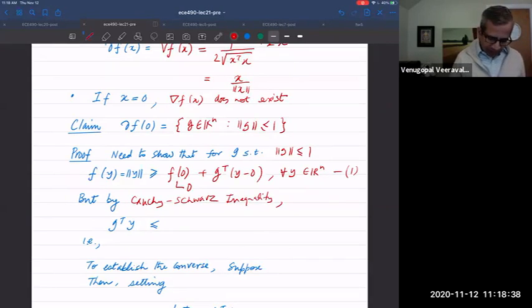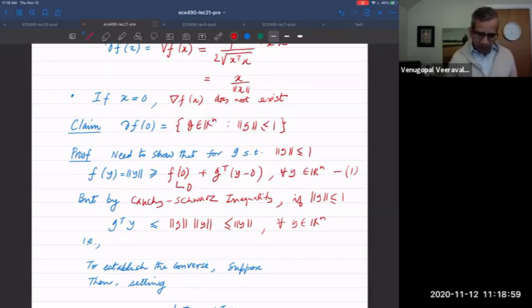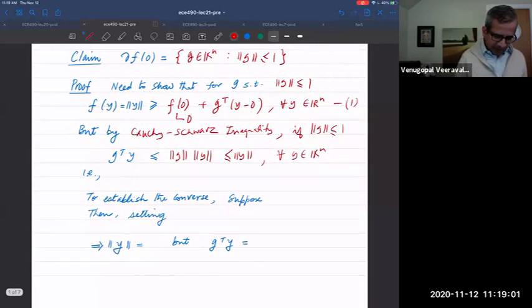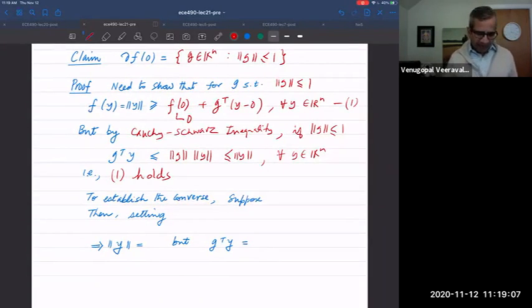So this is less than the norm of g times the norm of y, which will be less than the norm of y if the norm of g is less than 1, for all y. So if g is less than 1, then the condition holds. And so we have verified now that any g that has norm less than 1 is a valid subgradient for this function at the point 0.